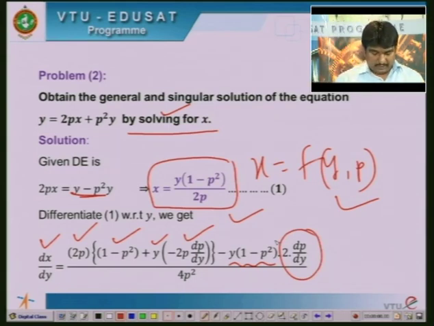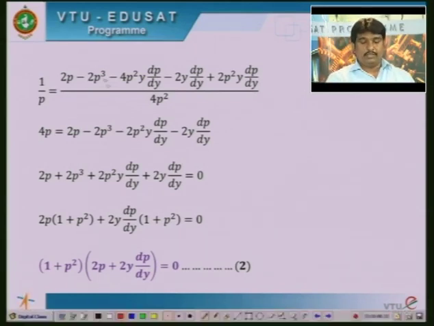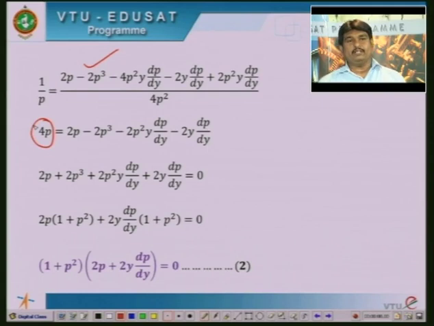Now simplify this to get 1 by p, which is dx by dy. 1 by p equals 2p minus 2p cube minus 4p square y dp by dy minus 2y dp by dy plus 2p square y dp by dy, divided by 4p square. Multiply throughout by 4p square. So 4p square divided by p is 4p, and that equals 2p minus 2p cube minus 2p square y into dp by dy minus 2y into dp by dy.